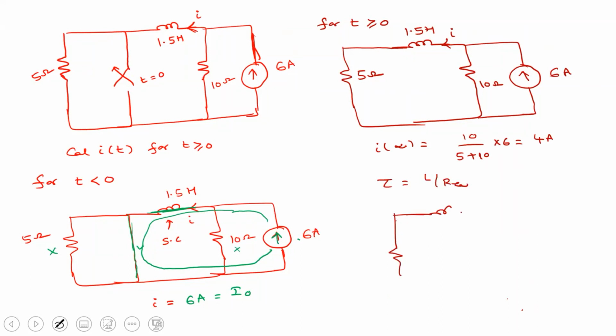Here you have this inductor, and this current source, we already stated that this is open circuited, right? So that means we need to discard this current source. So you are left with these two circuits only. This is 1.5 Henry and this is 5 ohm and this is 10 ohm. Okay. So what is L by R equivalent?